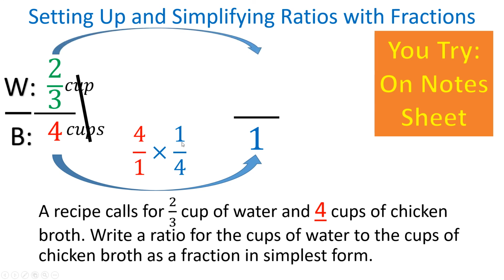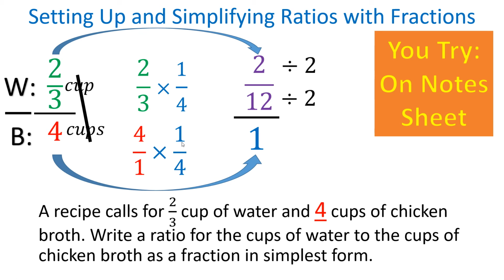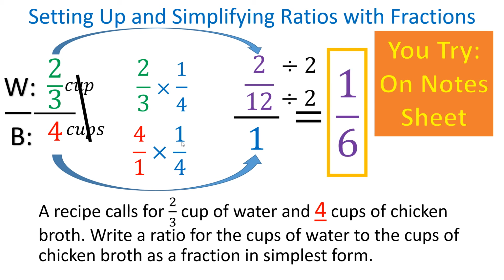And then in the numerator, we have 2/3 times whatever we change down here. So 2/3 times 1/4, multiply across. We can simplify this by dividing by 2, and we're going to get a 1:6 ratio. So for every 1 cup of water, there are 6 cups of chicken broth.